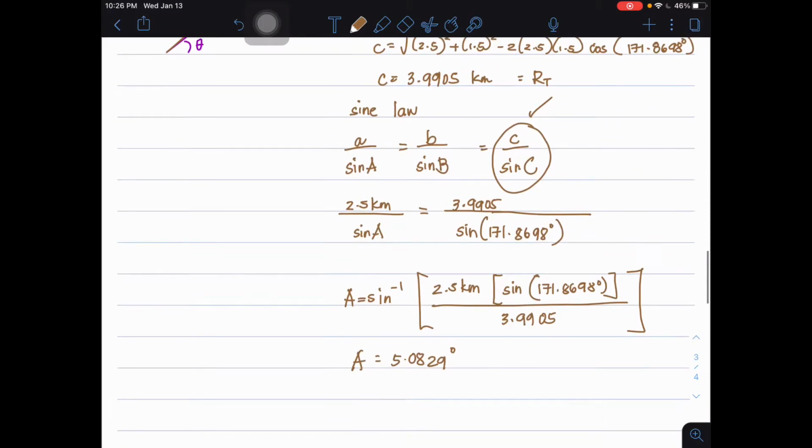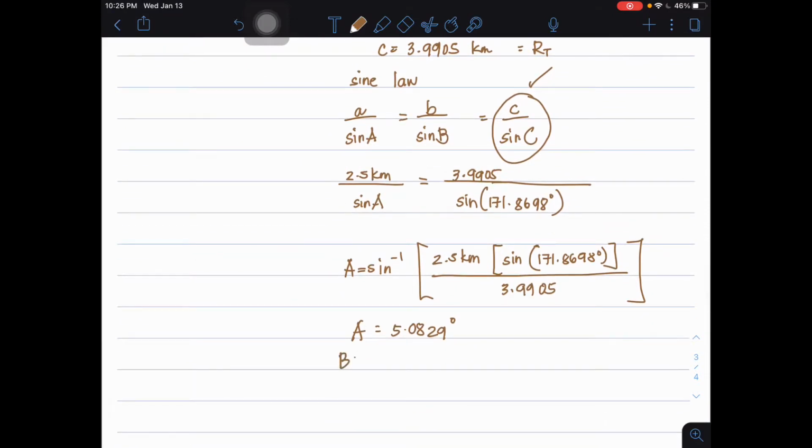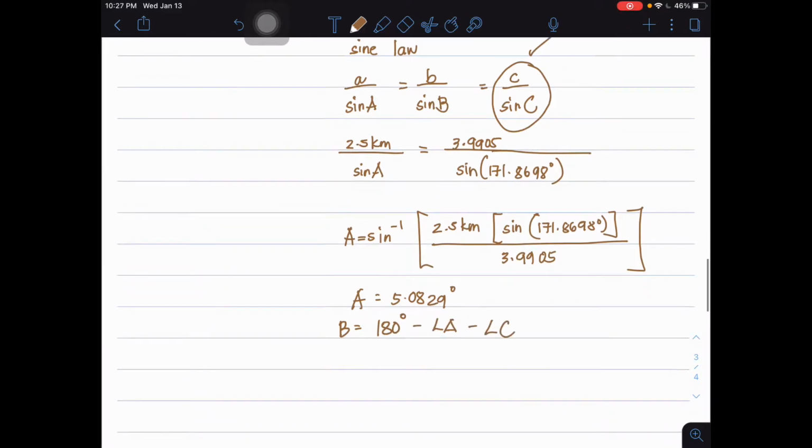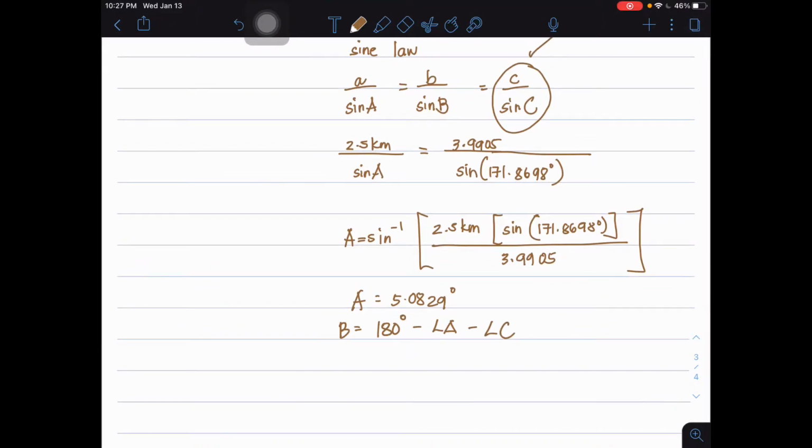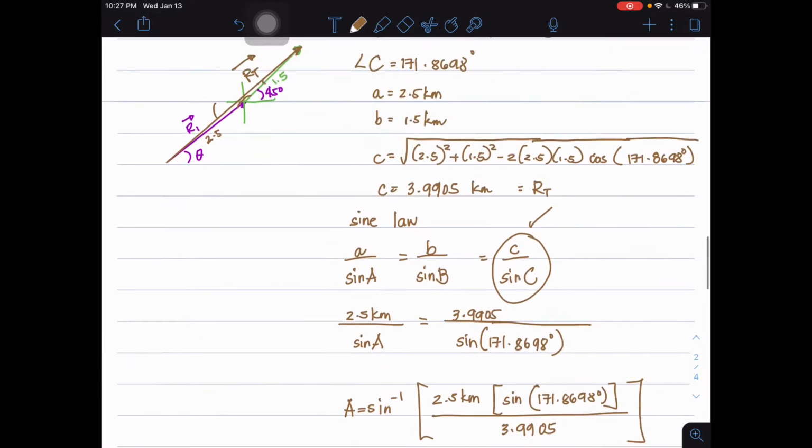Therefore, angle B is 180 degrees minus angle A minus angle C. So that's 180 minus the answer minus 171.8698. So 3.0472 degrees. That's angle B.